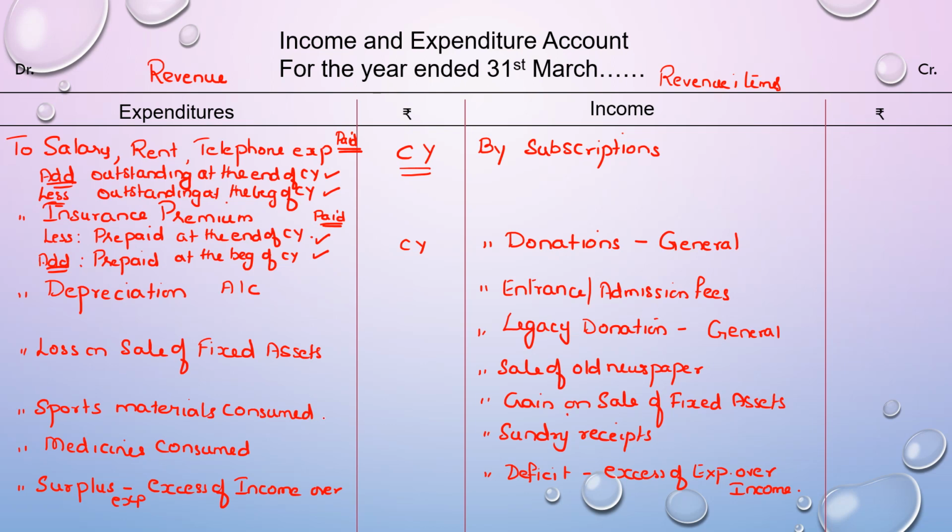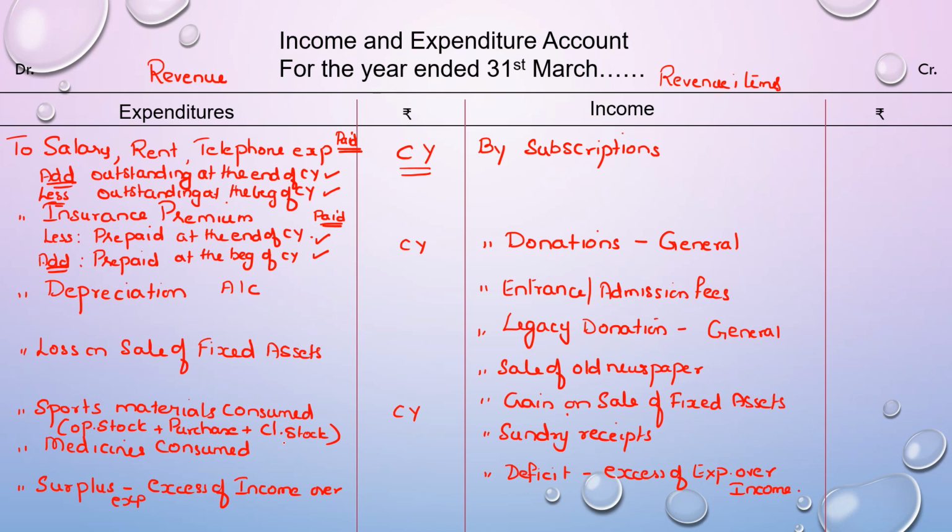Then further, the sports material consumed, medicine consumed, and printing and stationery consumed have to be computed by taking into consideration the opening stock of these materials, the purchases made during the year and the closing stock of material. Using those concepts, you would find out the material consumed. So opening stock plus purchases minus closing stock would give you the material consumed, and that would be the amount which you will put as the current year consumed amount.